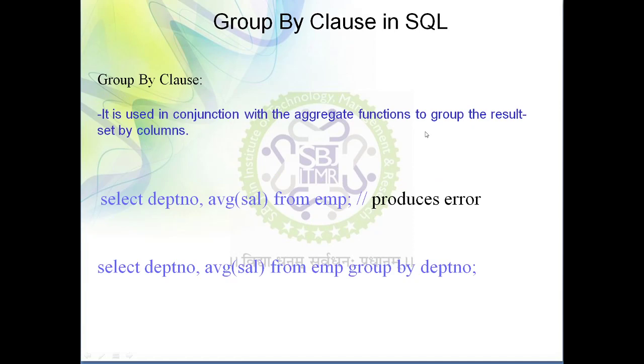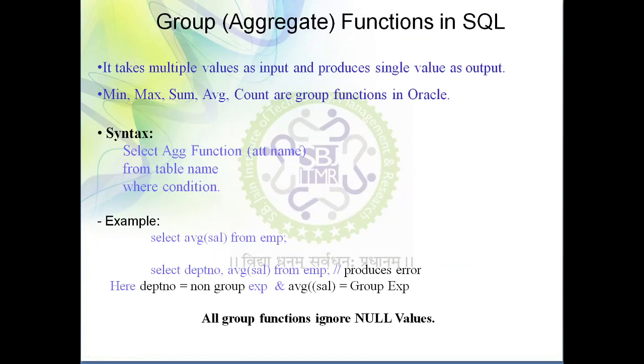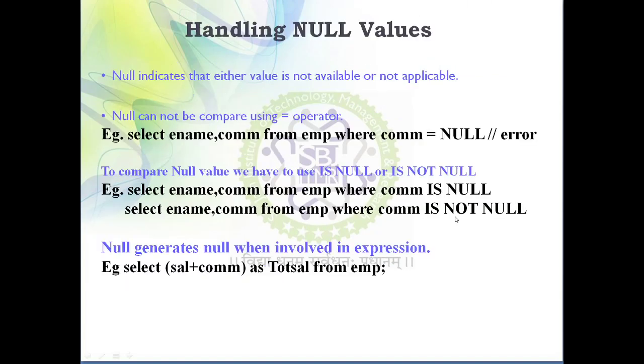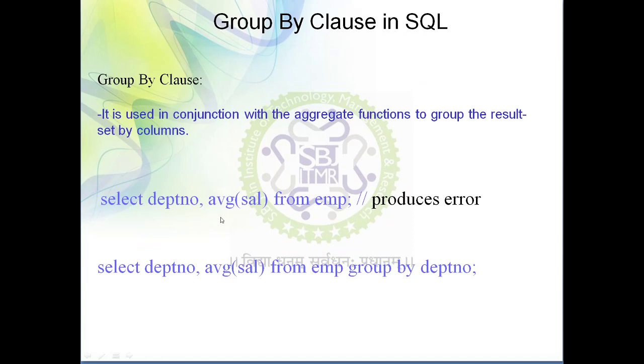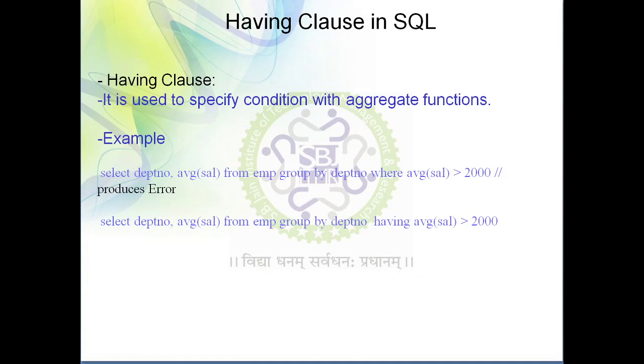So I hope you understand about the group functions in SQL. There are 5 group functions: min, max, sum, average, count. Then we discussed how to handle null values, what different mechanisms are available, such as is null, is not null, then the importance of using the NVL function, then what is the use of the group by clause, when to use the group by clause, then finally what is the use of the having clause in SQL, when to use the having clause and when to use the where clause. So I hope you understand all topics.